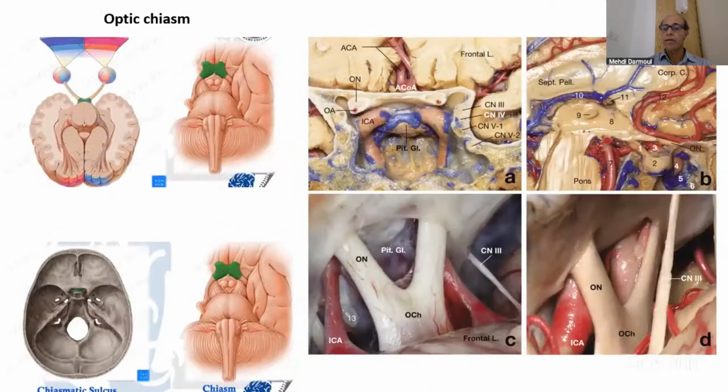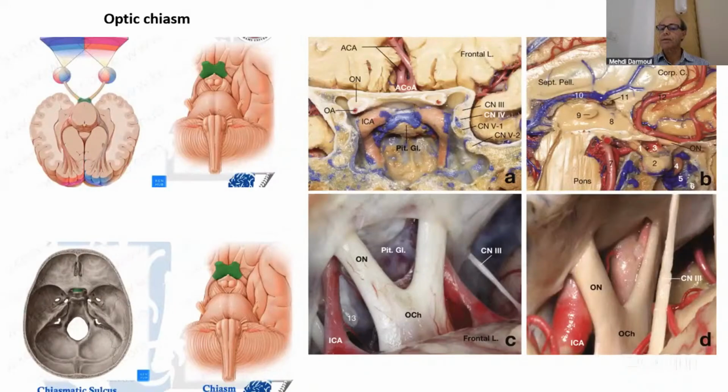Here the optic chiasm, the 2 optic nerves join to create the optic chiasm, and the optic chiasm lies in the chiasmatic sulcus of the sphenoid bone. Here we can see the optic chiasm, the relation of the midbrain, and how it is created by the connection of the 2 optic nerves. And we can see here the optic chiasm in an operative view.